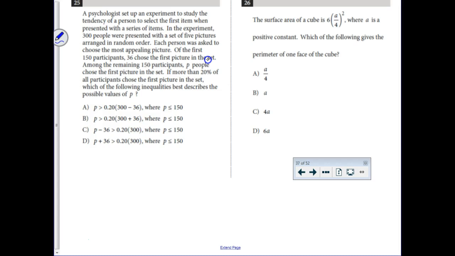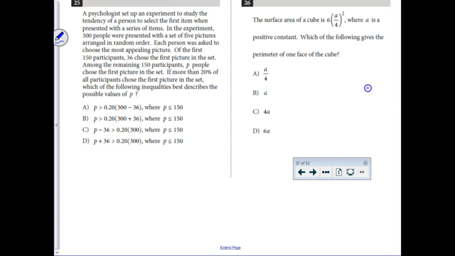Of the first 150 participants, 36 chose the first picture in the set. Among the remaining 150 participants, P people chose the first picture in the set. If more than 20% of all participants chose the first picture in the set, which of the following inequalities best describes the possible values for P?